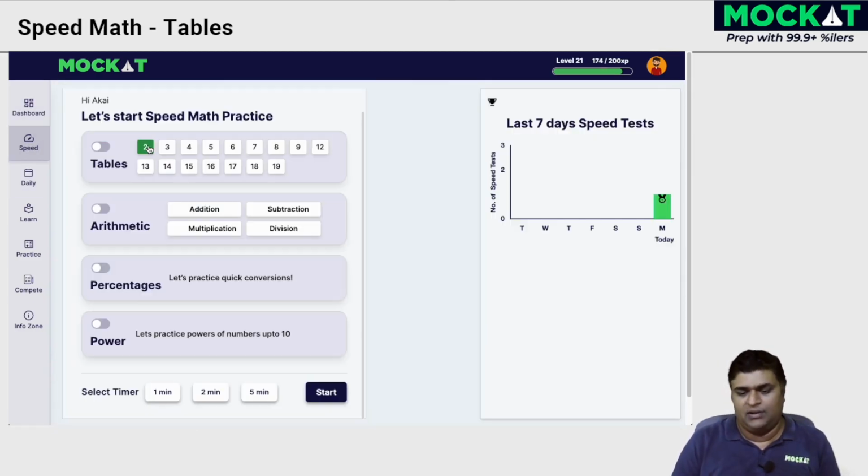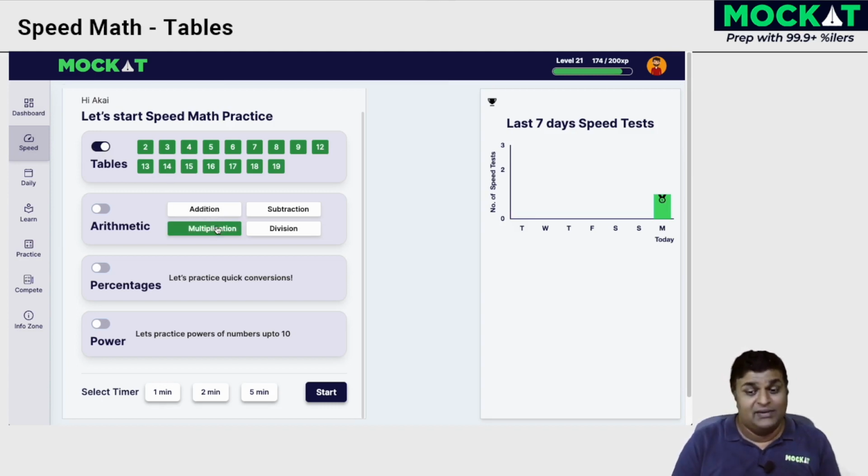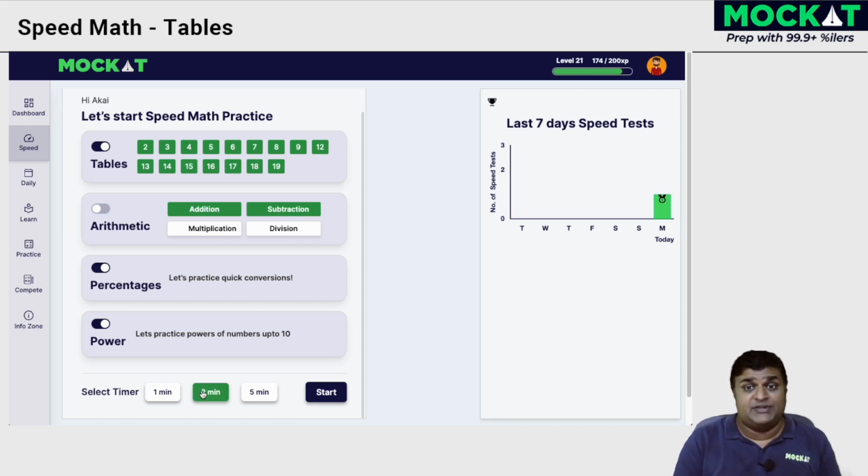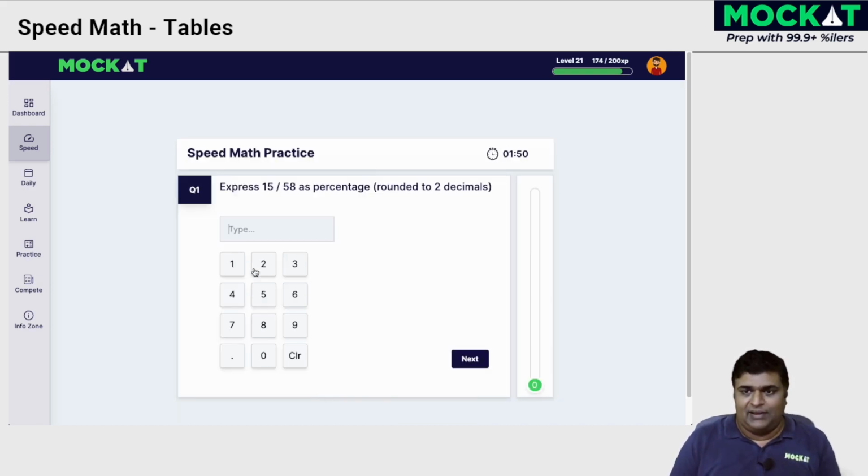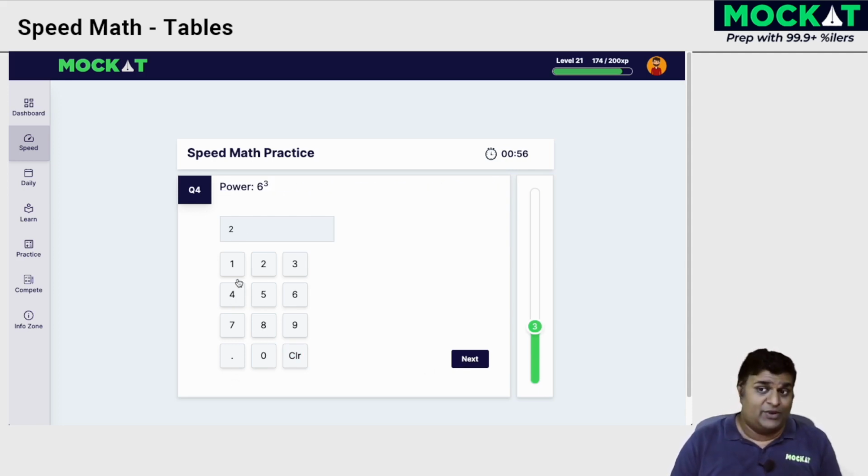Now, to practice these tables, just log into mockat.com and go to the speed math module, which you're seeing over here. You can select the tables you want, your addition, subtraction, the powers you want to practice, or percentages, and just start the practice. It's going to be quite interactive, not boring, it's going to be fun. You're going to be pushing the limits, trying to do it quicker and quicker and more accurately. This is one of the best ways to practice.